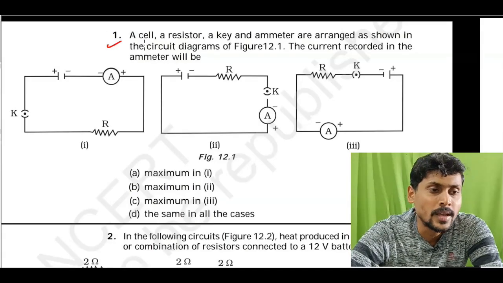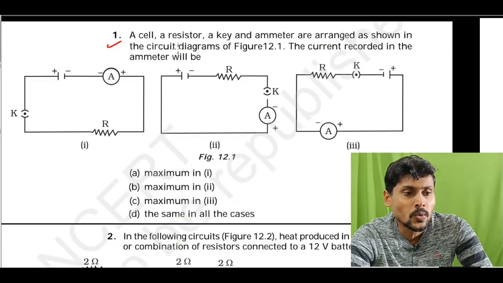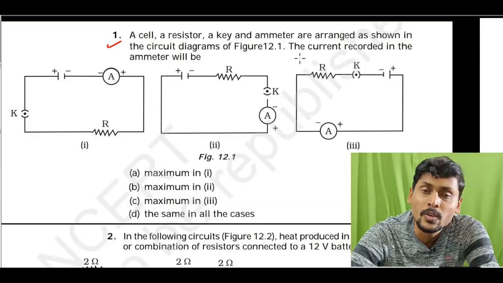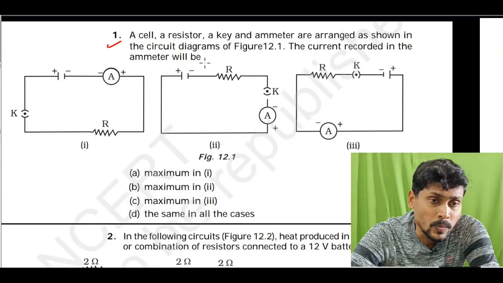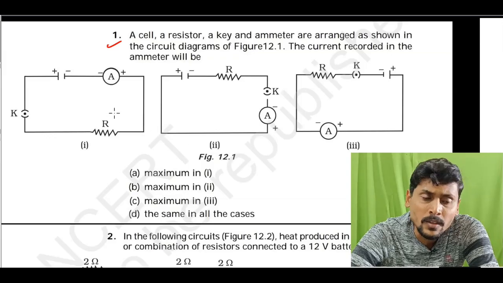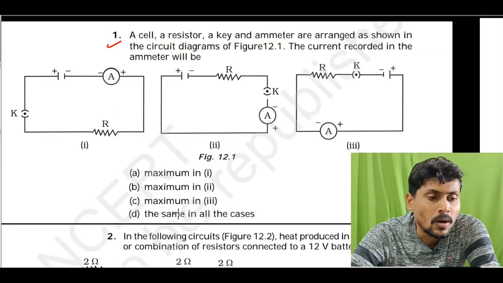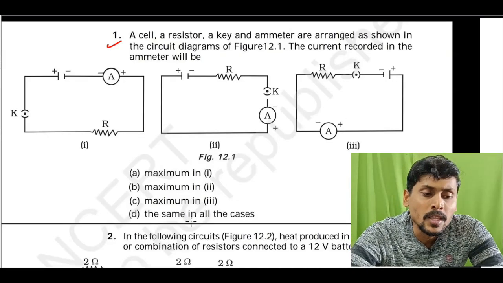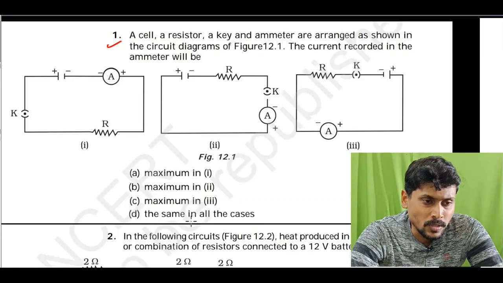The question is: a cell, a resistor, a key and an ammeter are arranged as shown in the circuit diagrams of figure 12.1. The current recorded in the ammeter will be dash. You have four options and you have to choose the correct one. The options are maximum in the first diagram, or maximum in the second diagram, or maximum in the third diagram, or the current will be same in all the three cases. So just focus on the three diagrams here.